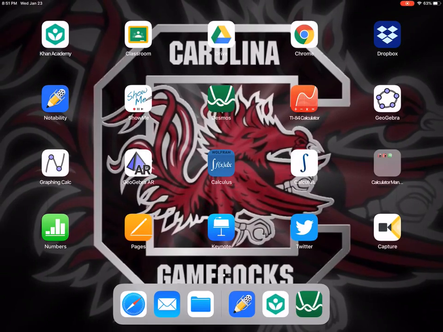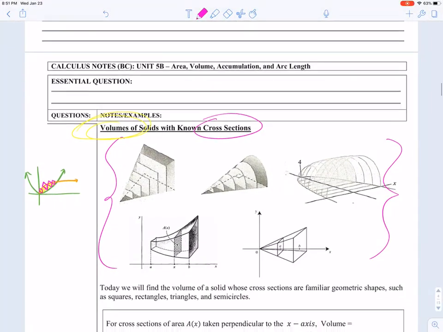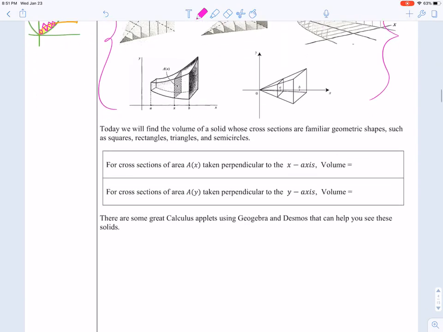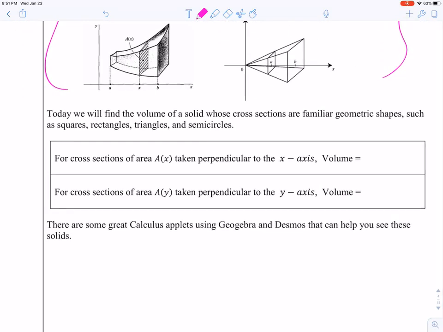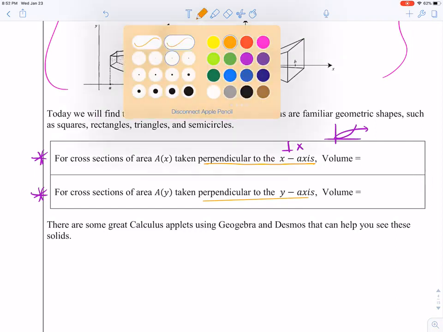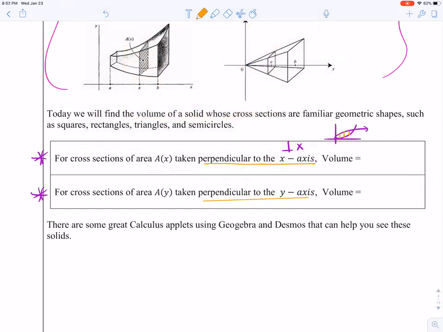So now that I've set this up, you can get a little more idea of where these pictures come from, and we're going to be taking cross sections in two ways. We're going to be taking cross sections perpendicular to X and perpendicular to Y. And the formula is different depending on which one you're doing. So really, really important. If we're going to be perpendicular to X, then if we go with our drawing from a minute ago, the slices are going to go up and down, okay? So that's going to be the integral from A to B of area of X dx, okay?